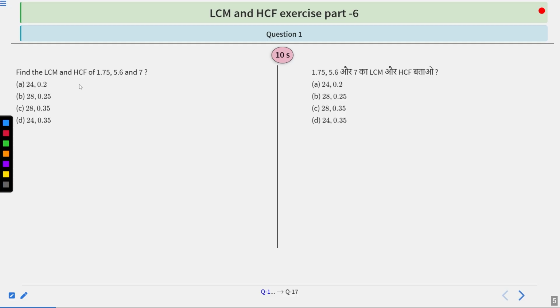Find the LCM and HCF of 1.75, 5.6 and 7. And options are 24, 0.2; 28, 0.25; 28, 0.35; or 24, 0.35. These are the options and I'm giving you 10 seconds to find out the correct answer. After that, I will do the solution for you.